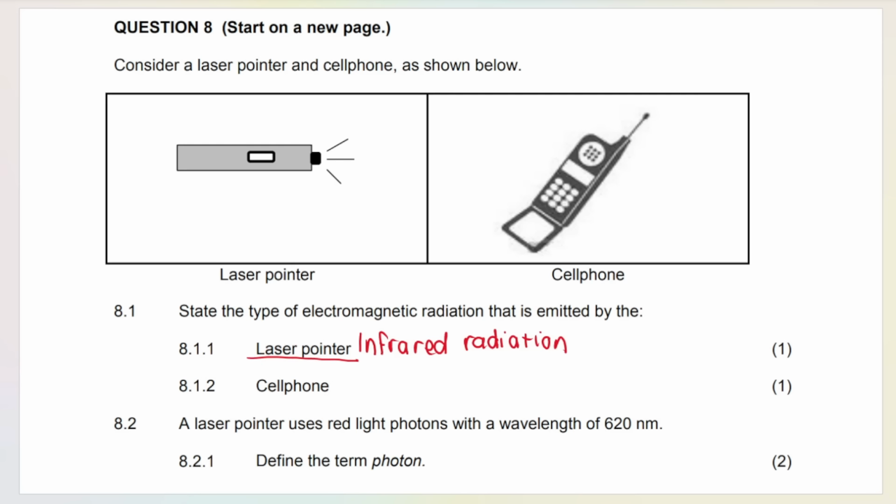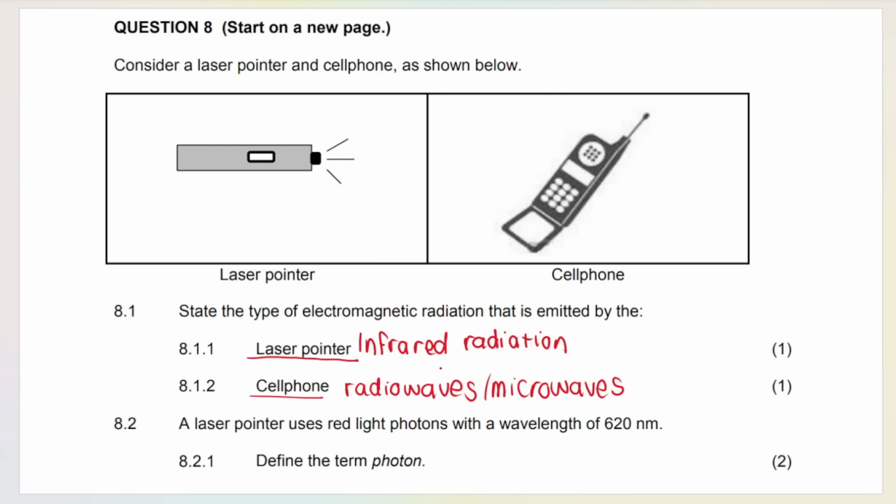Okay. Cell phones. What do you think about cell phones? Cell phones are used for communication, and that takes place through our radio waves. However, the memo also accepts microwaves, but it's very low energy waves. So low frequency, low energy, therefore not dangerous.